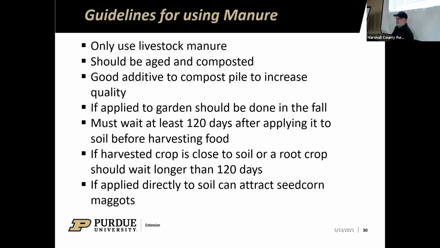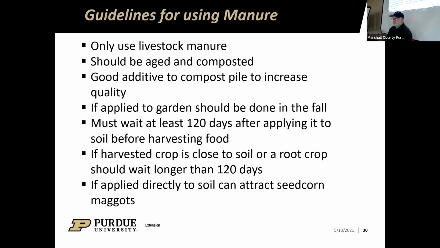If we're harvesting crops that are close to the soil or in the soil, like root crops, it should be longer than 120 days due to the pathogens. There's a potential for pathogens that are present in the manure to live up to a year, and we all hear the recalls associated with this kind of a problem, particularly on our greens that are harvested and sold.